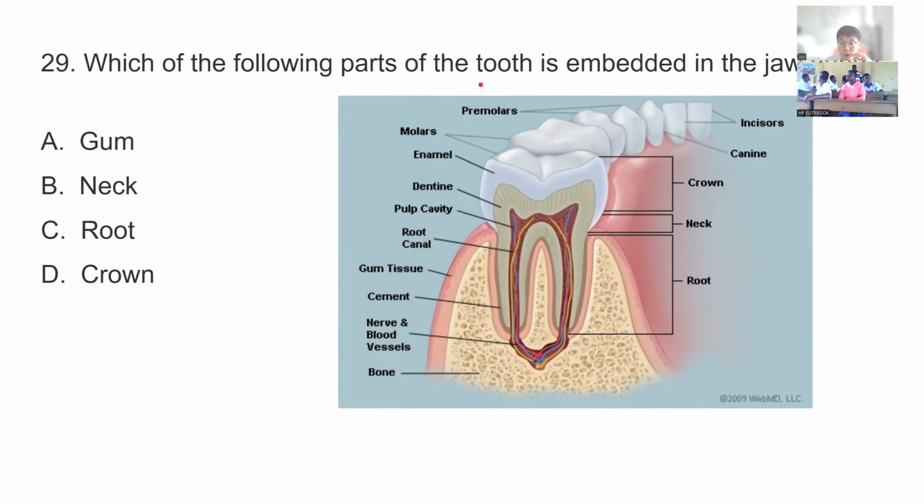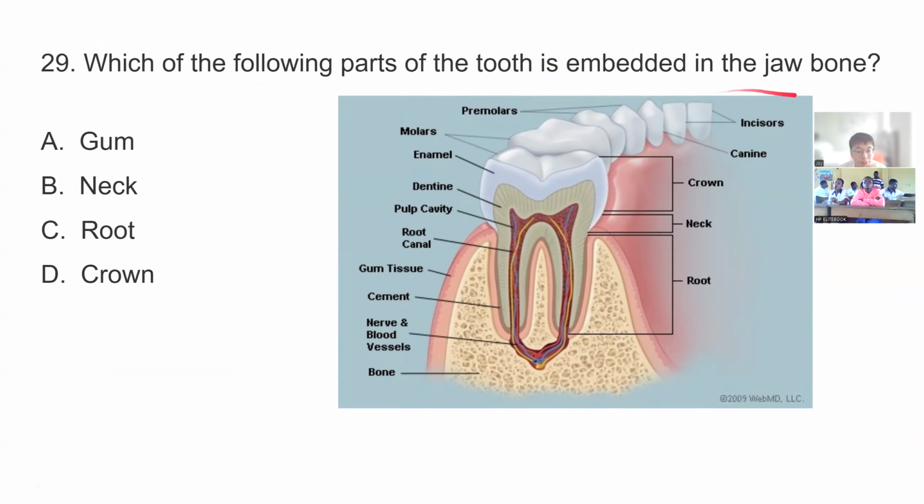Next question, which of the following parts of the tooth is embedded in the jawbone? Our jawbone is the lower part here. Which part of the tooth is embedded in it? Is it the gum, the neck, the root, or the crown? The answer is B.